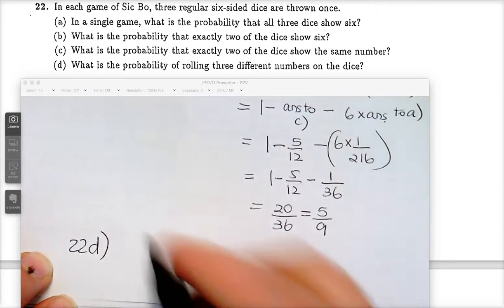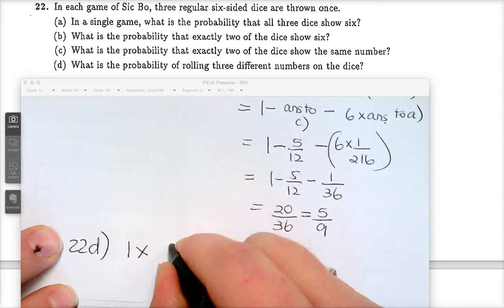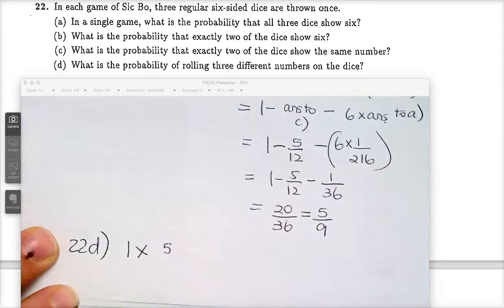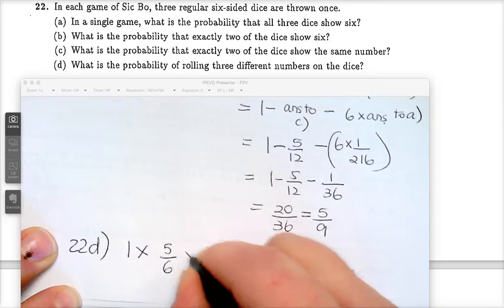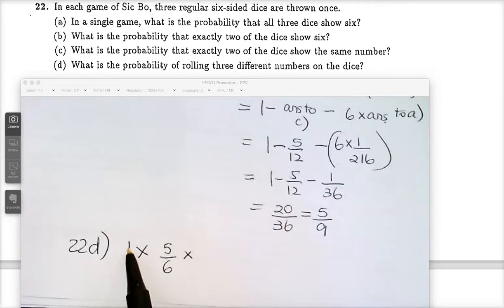Doesn't matter what the first number you picked was. So the probability of rolling 3 different numbers. Doesn't matter what the first one is. Have you got 5 out of 6 for the next one? No. 4 out of 5. One number's gone. 5 out of 6. Yeah, there's still 6 on the die. Okay. So first number, doesn't matter what you get.